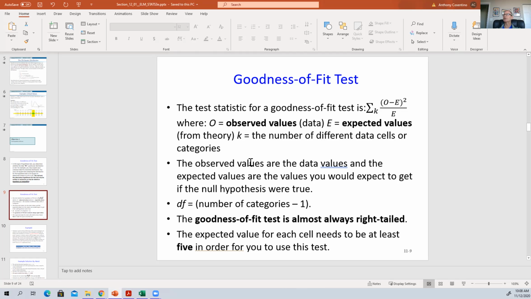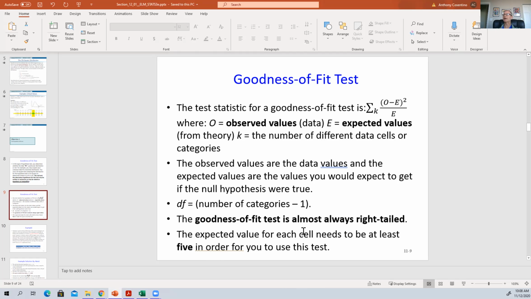Then we'll take these observed values and set up a null hypothesis and an alternative hypothesis. Again, the degrees of freedom now will be the number of categories. Not data points, but the number of categories. And the goodness of fit test you'll see is almost always right-tailed, and that's what we're going to focus on.